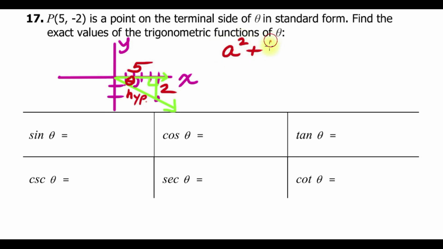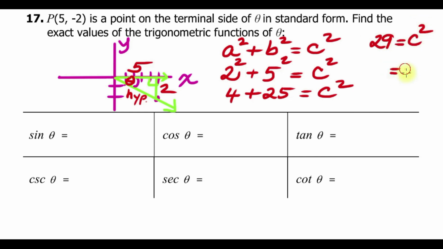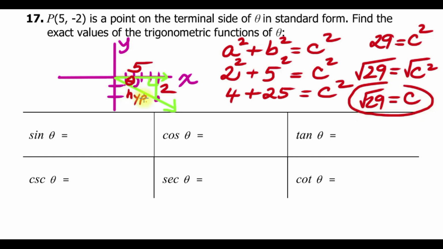So that is a squared plus b squared is c squared. Okay, so a is going to be 2. So here's going to be 2 squared plus 5 squared. And then your hypotenuse, that's what we're looking for, so that's going to be c squared. So here we have 4 plus 25 is c squared. So 29 is c squared, and then we take the square root of it, and then square root of 29. So c is going to be square root of 29, okay, which is not a perfect square, and we cannot simplify it. Okay, so the hypotenuse here is going to be square root of 29. Okay, so now you have all 3 sides.